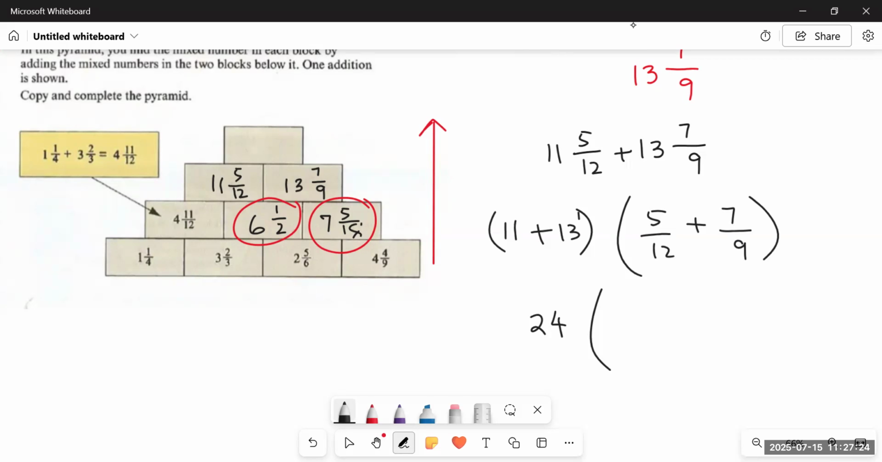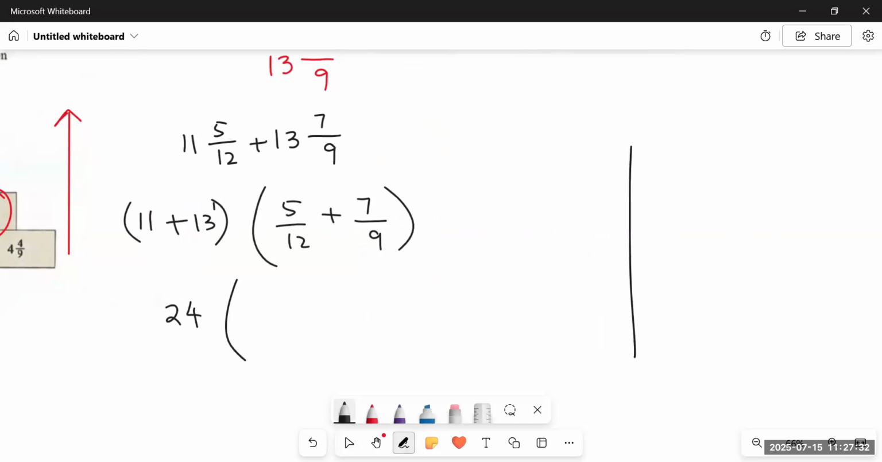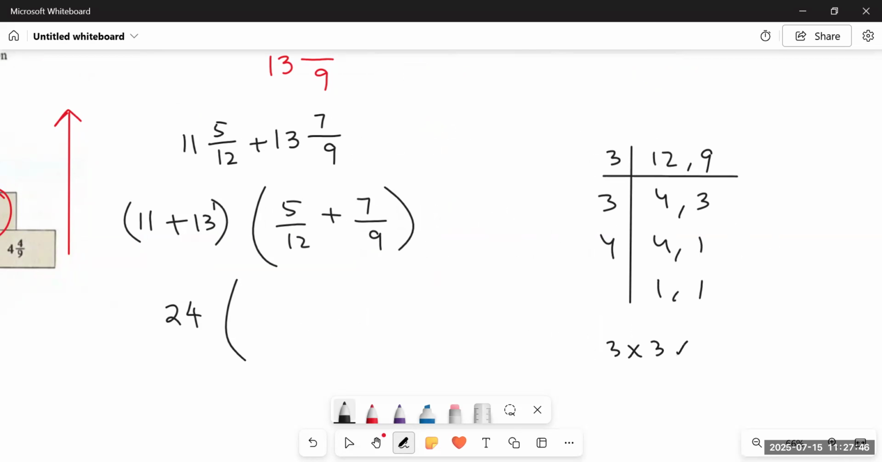So their LCM would be 144. Because we know that 12 12s are 144 and 9 into 16 is 144 as well. Or you can take out the LCM like this. 3 4s are 12, 3 3s are 9, and here comes 4. So the answer to this would be 3 3s are 9 into 4 is 36. Okay, it's 36.